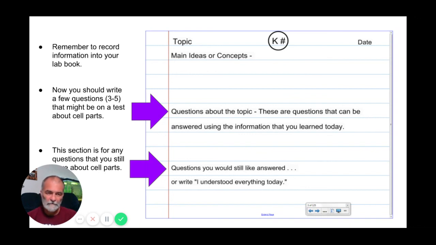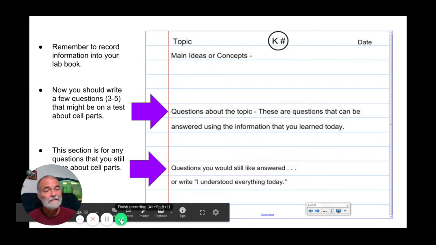Now, just a little preview. In the cell, deep within the cell, there are many organelles.